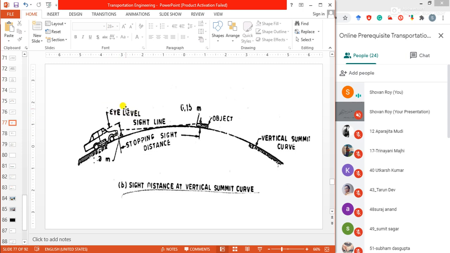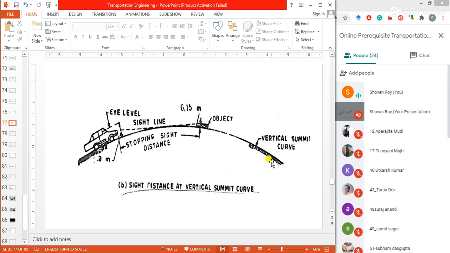This is the eye level of the driver, and his or her sight line is totally straight. Only with some stopping sight distance, with a specified stopping sight distance, he can see this object. Because our earth is spheroidal, and due to this shape of the earth or ground surface, some visible sight distance is possible to maintain.